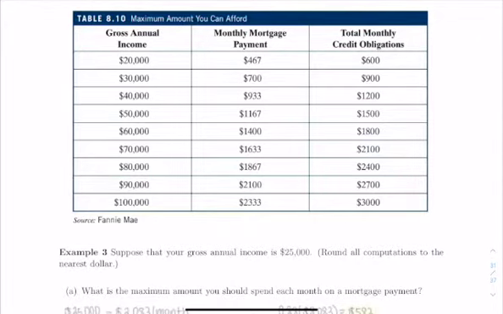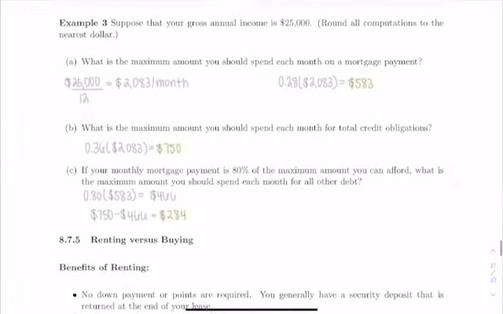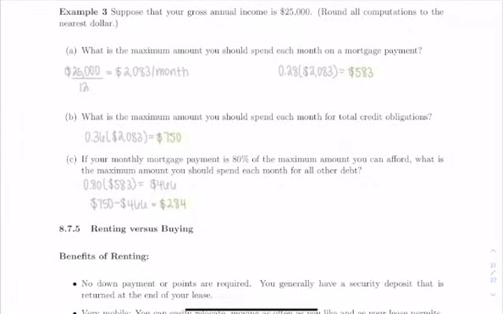So let's go ahead and suppose that your gross annual income is $25,000. We went around all of our computations to the nearest dollar. What is the maximum amount you should spend each month on your mortgage payment? Well, they gave me my annual income to start, so we need to figure out my monthly income. So we're going to take our $25,000 yearly income and divide it by 12 to get our monthly income. And so I'm getting paid about $2,083 a month.